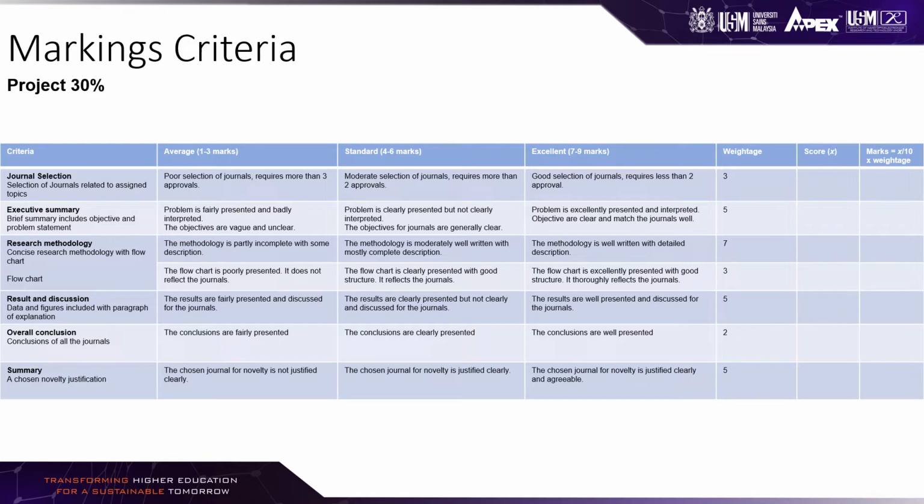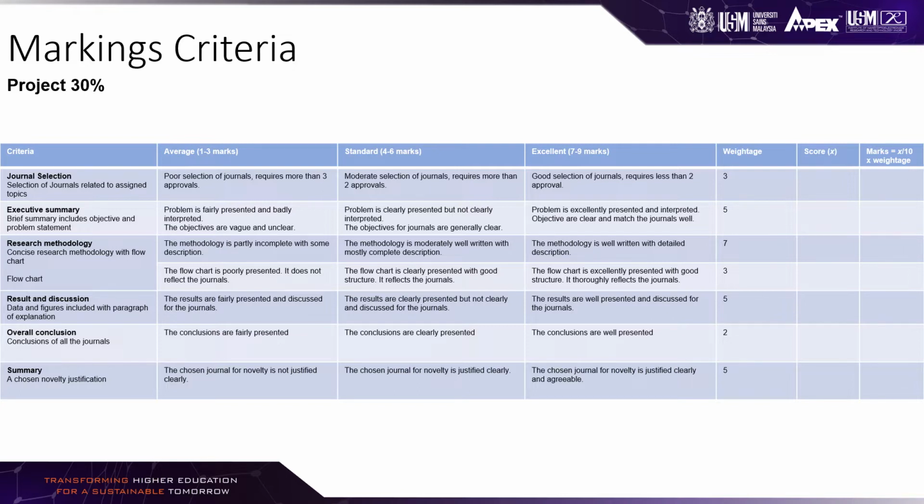And then in the template, you're going to have to identify the executive summary based on the selected papers, all 3 of them. So you can see here, if the summary is not fairly presented and barely interpreted, and the objective is also unclear, you're going to have very average marks. So to get excellent marks for this executive summary, you need to excellently present and interpret the problem, including the objective, clearly and matching the journals very well.